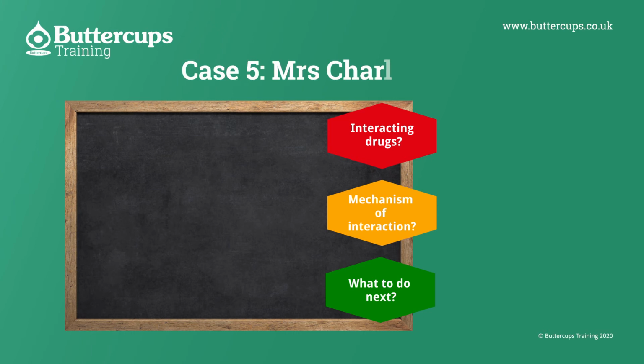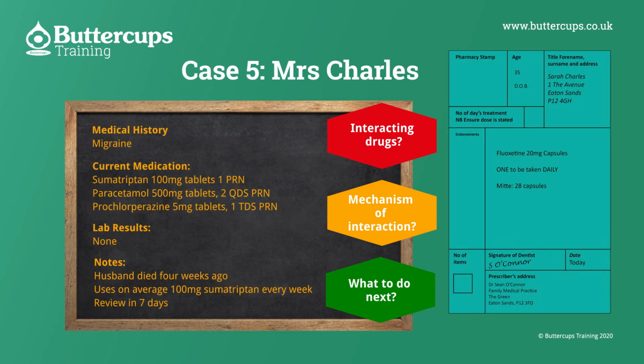So let's move on to our final case. Mrs. Charles is a 35-year-old woman who has experienced migraine since her early teens. After trying a variety of preventative treatments, Mrs. Charles now manages her condition with sumatriptan, analgesics, and an antiemetic.